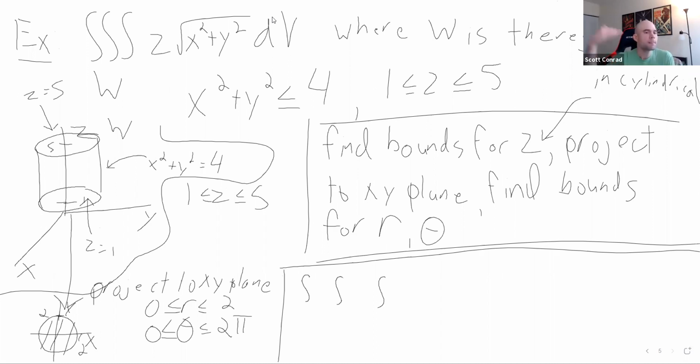Okay, so z times the square root of x squared plus y squared, we need to convert this to cylindrical. Wherever we see z, we replace it with z. Why isn't r from -2 to 2? Think of r as the distance to the origin. r equals -2 doesn't make sense in that case. So always think of r as positive.